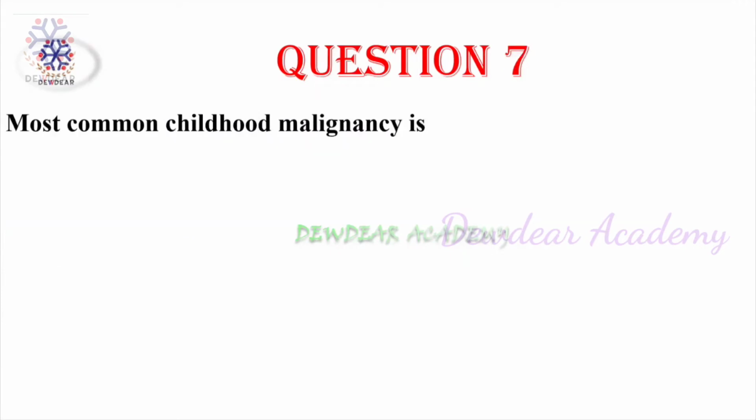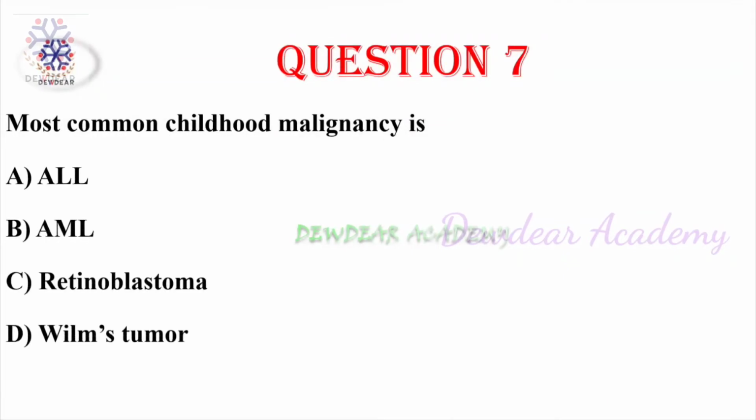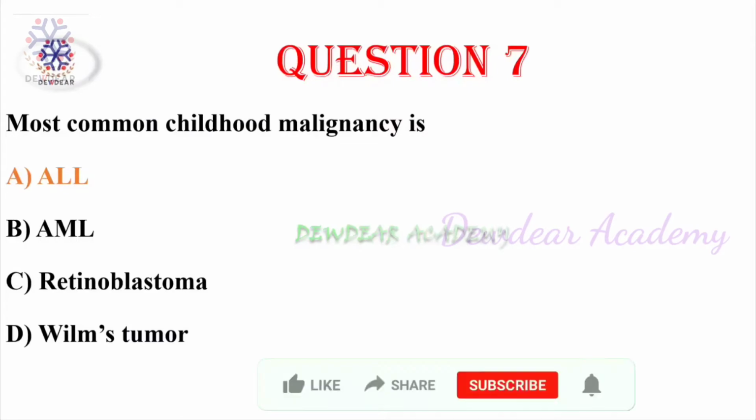Question number 7. Most common childhood malignancy is. Options: ALL, AML, retinoblastoma, Wilms tumor. Correct answer is ALL. ALL means acute lymphocytic leukemia or acute lymphoblastic leukemia or acute lymphoid leukemia. So ALL is the most common childhood malignancy.